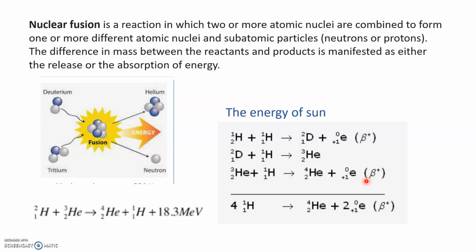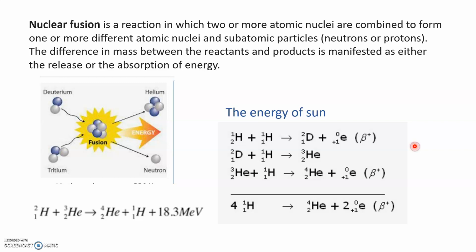Another type of reaction is the nuclear fusion reaction. Here, two nuclei combine together to form a bigger nucleus, and one example is the fusion of isotopes of hydrogen. The energy of the sun is produced by nuclear fusion reaction. The example is depicted here, and you can refer to your text for writing the examples in your notebook.